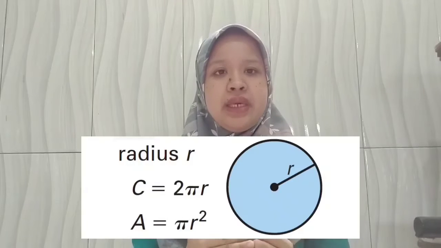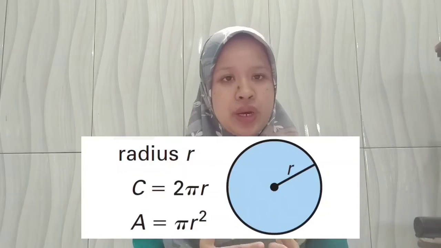And then the formula of area of circle is π times r squared, or π times radius squared. If we change the formula of area of circle into the form of diameter, it becomes a quarter times π times D squared, because the value of radius is half of the diameter.